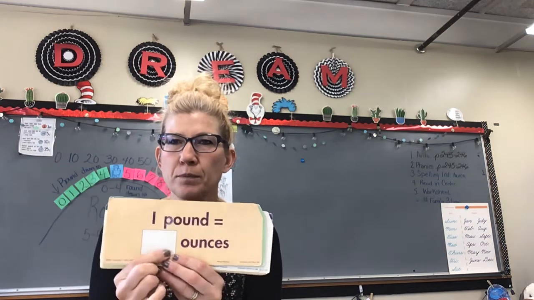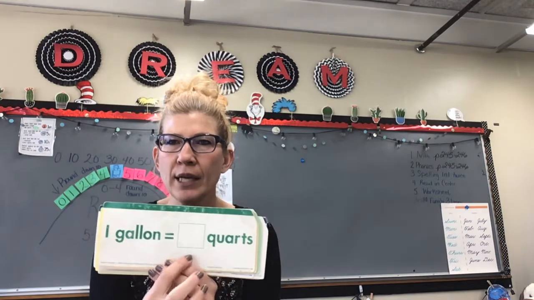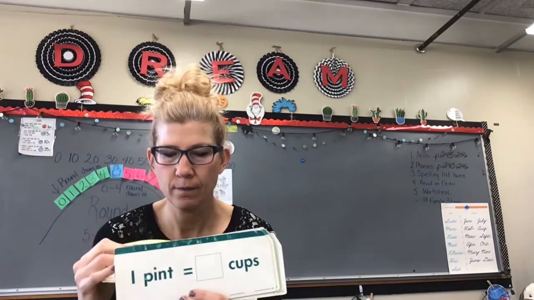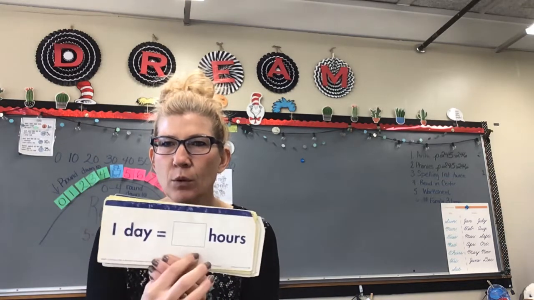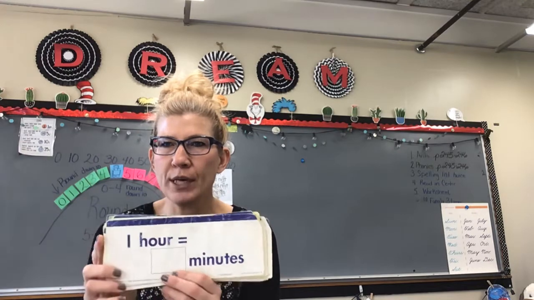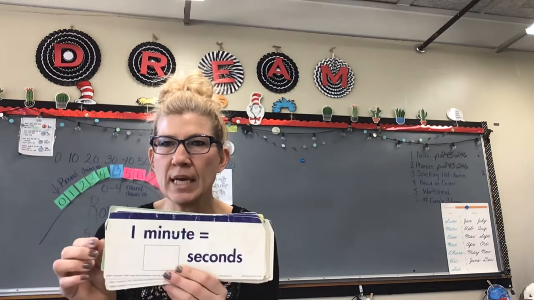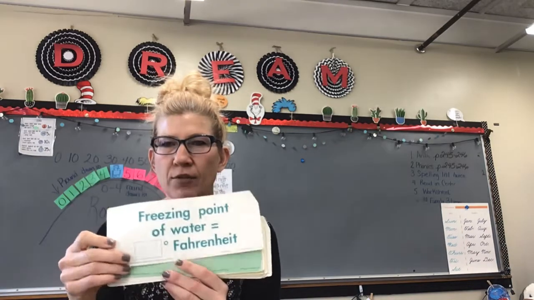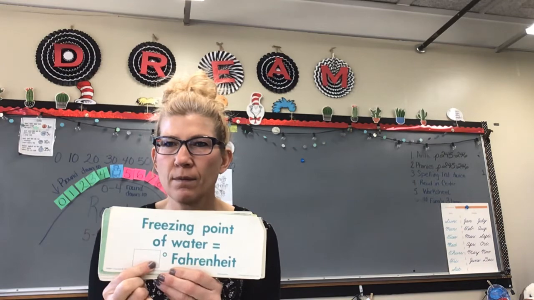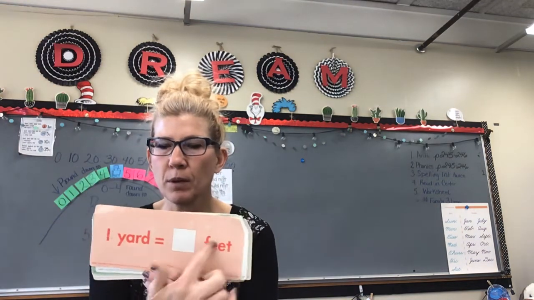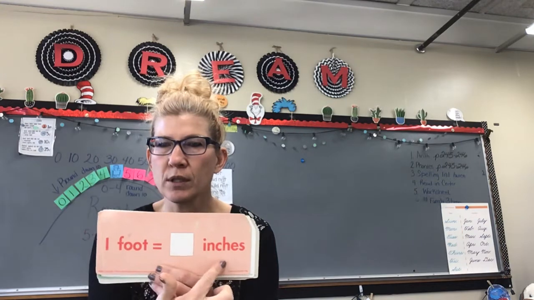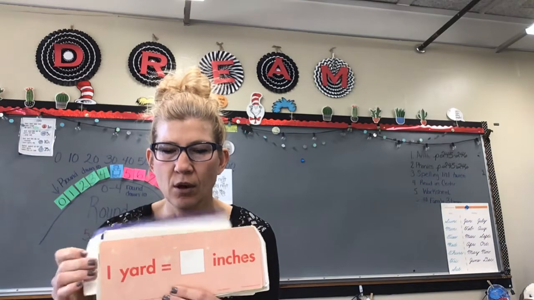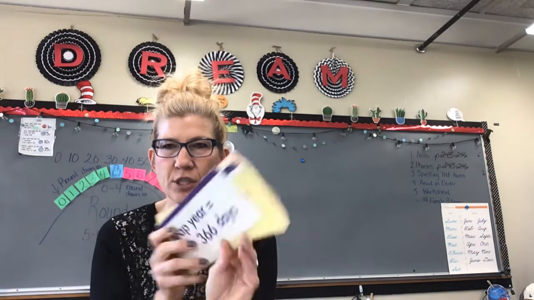1 pound equals blank ounces. 1 gallon equals blank quarts. 1 pint equals blank cups. 1 day equals blank hours. 1 hour equals blank minutes. 1 minute equals blank seconds. 1 week equals blank days. Freezing point of water equals blank. 1 yard equals blank feet. 1 foot equals blank inches. 1 yard equals blank inches. All right, so now we're going to go ahead and actually say it.